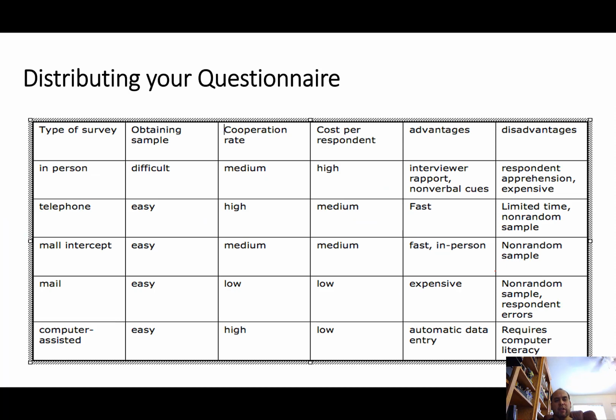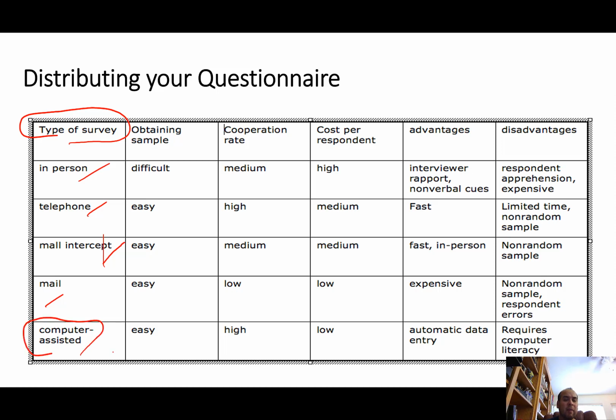Distribution of the questionnaire. Now, this here is just a table. I'm not going to go over it, but it tells you the type of survey, right? Is it an in-person survey, over the phone, through the mail? Mall intercept, that's convenient sampling, through the mail, and computer assisted is like SurveyMonkey, Qualtrics.